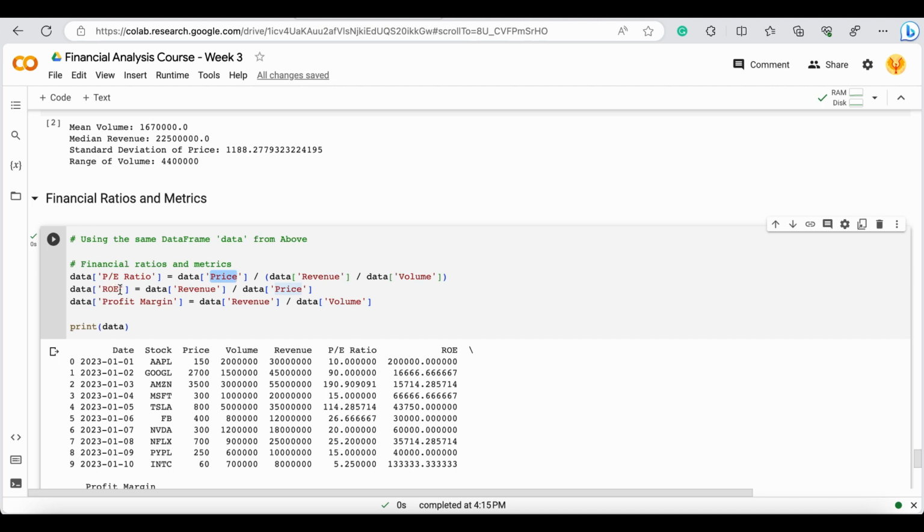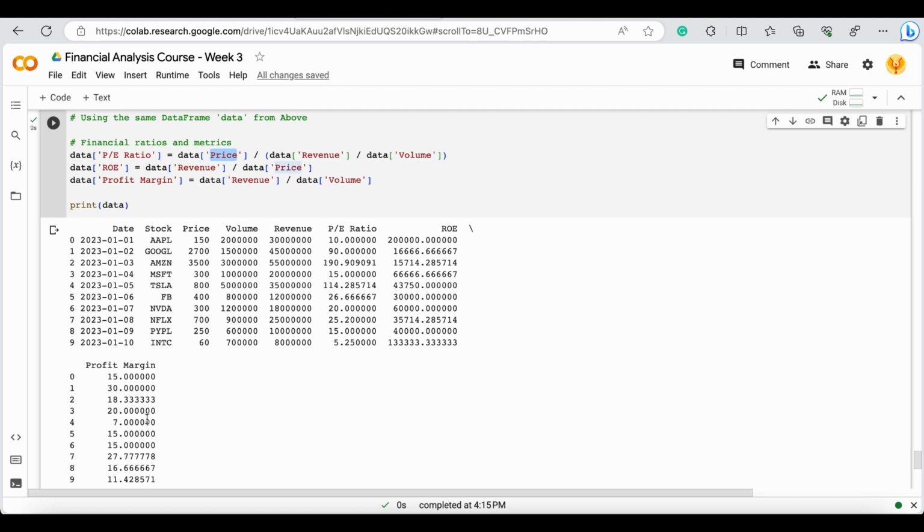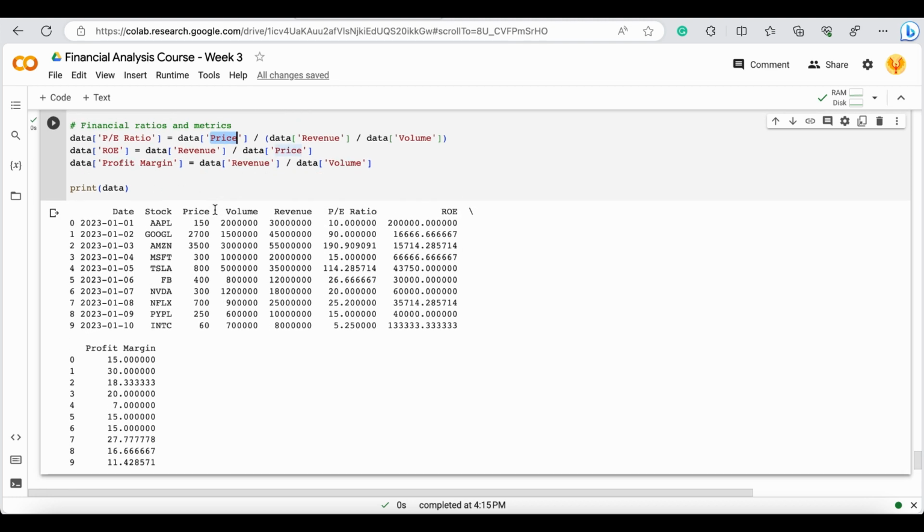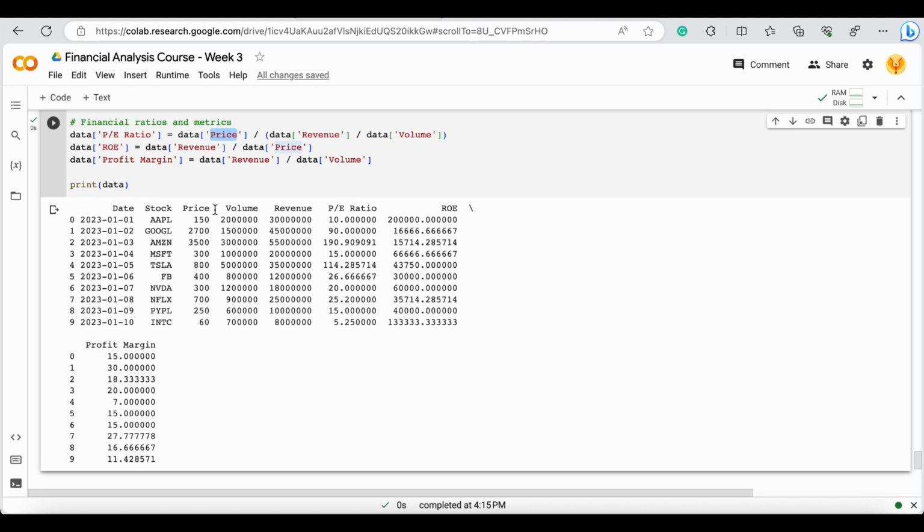And then there is ROE, that is return on investment. So this is the return on investment calculated here by dividing the revenue by the price, and then profit margin, that is how much margin we can get from the volume we can buy. So in that way you can learn about it. Okay, so all these metrics are used to get to know more about a stock.